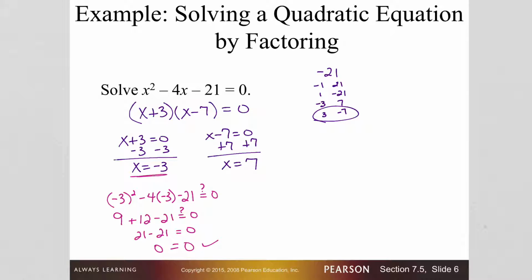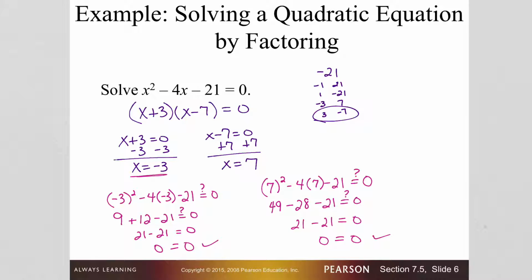So now I'm going to try out 7. So I've got 7 squared minus 4 times 7 minus 21. Does this equal 0? 7 squared is 49, minus 28, minus 21. So 49 minus 28 is 21. 21 minus 21 is 0. That works too. So I know these two answers are my solution.